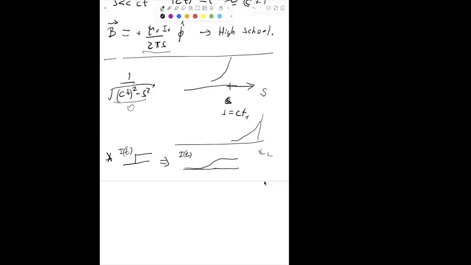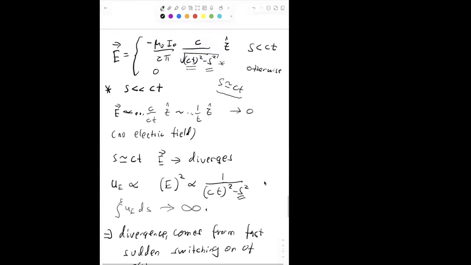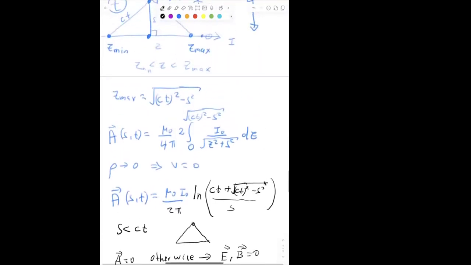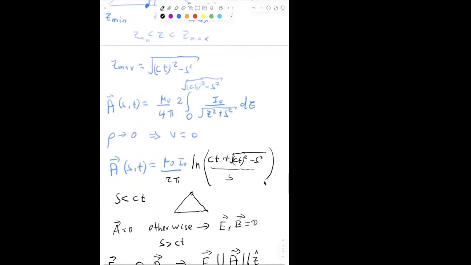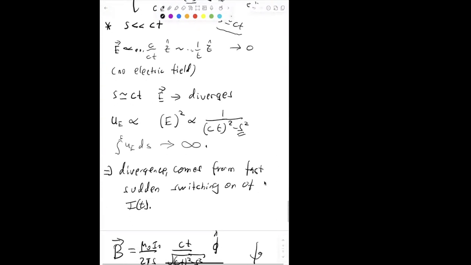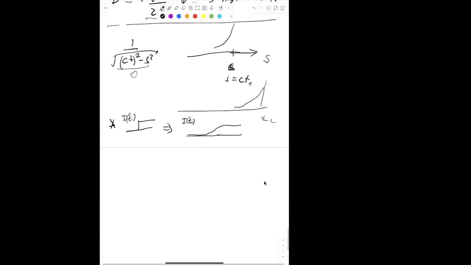You can solve these types of problems for a given profile of I of t, but I just want to emphasize the difficulties a little bit. You go back, you need to plug it in here, but then this depends on TR and TZ, and then it's very complicated. You cannot always solve the integral, but in some cases you can, with an approximation close to this limit where S is more or less CT. Of course, S is always less than CT.